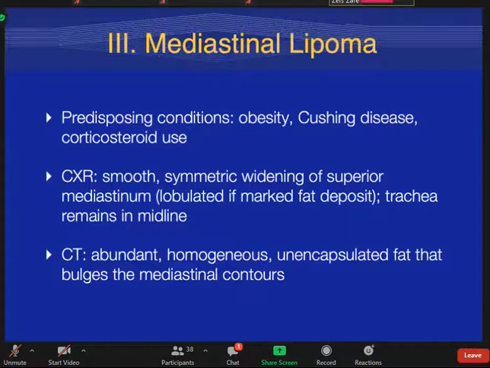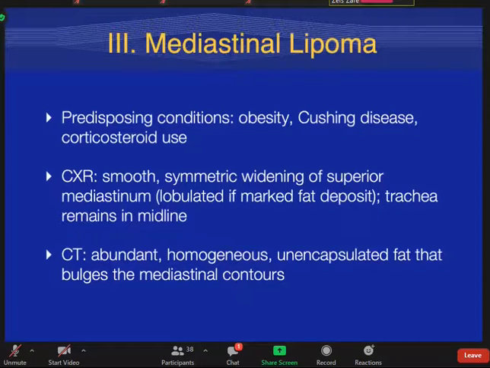Next, mediastinal lipomatosis. Predisposing conditions include obesity, Cushing disease, and corticosteroid therapy. A common finding on X-ray is smooth, symmetric widening of the superior mediastinum. However, if the amount of fat deposition is significantly increased, it may show lobulated margins. The trachea remains midline in position, in contrast to those with mediastinal tumor infiltration or mediastinal hemorrhage or narrowing.